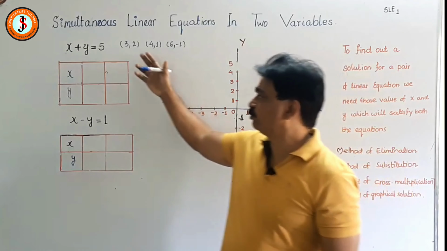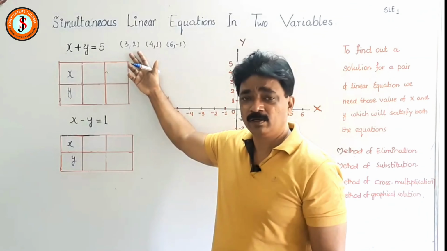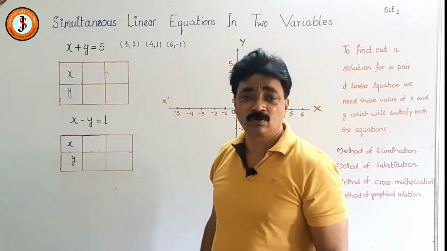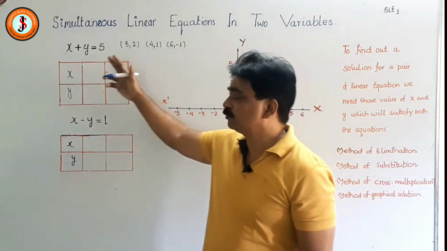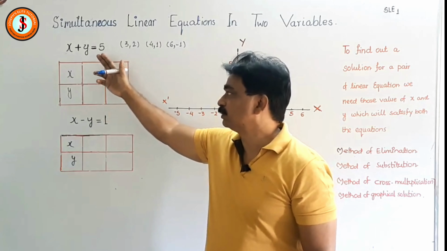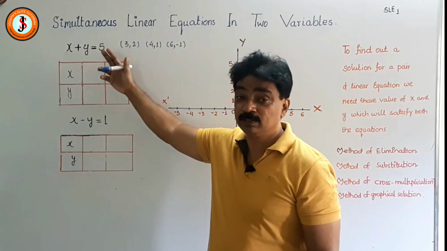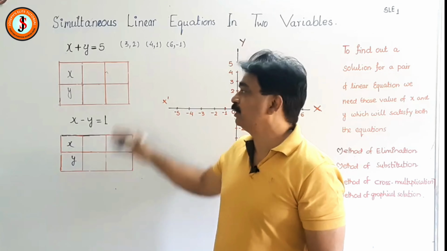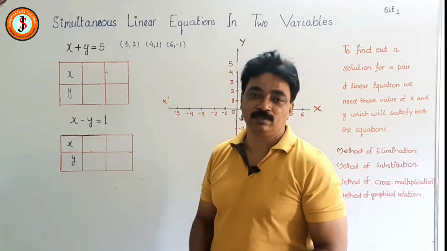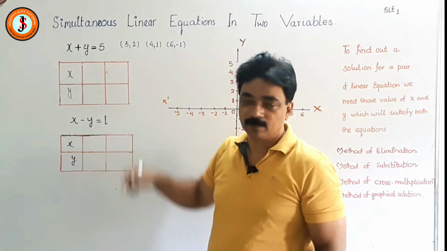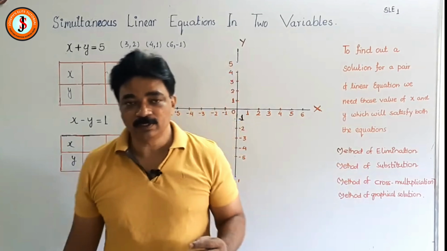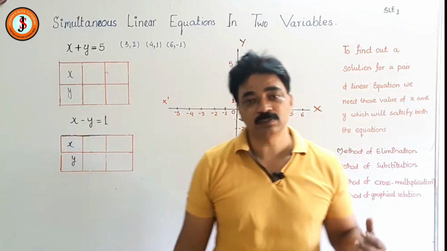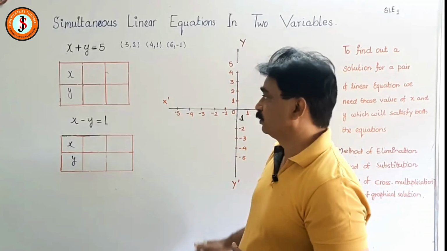Those pairs of values of x and y which will satisfy this equation are called the solution of this equation. So for a single linear equation, there are infinite values which can satisfy the given equation. This is a single one. So solution means those values of the variables which, when kept in the equation, will satisfy the given equation.